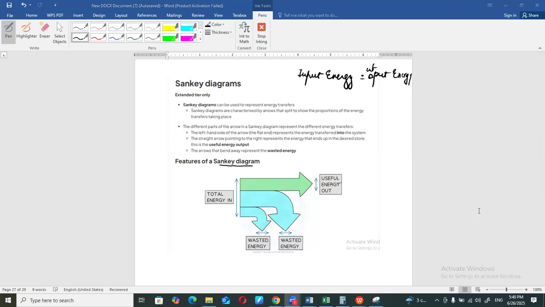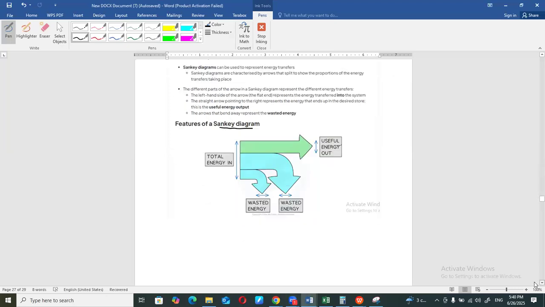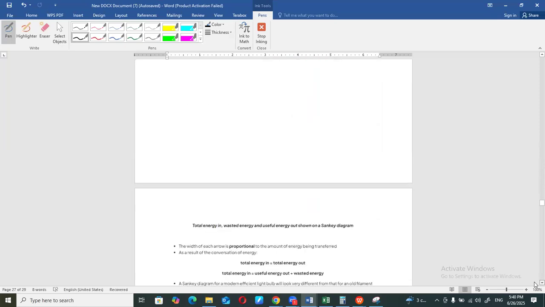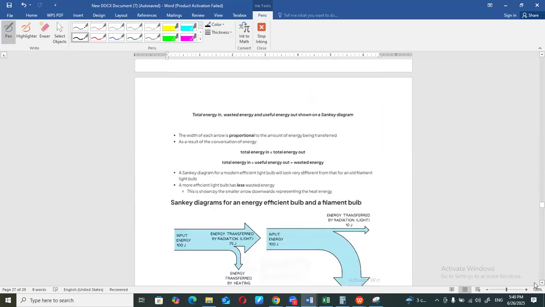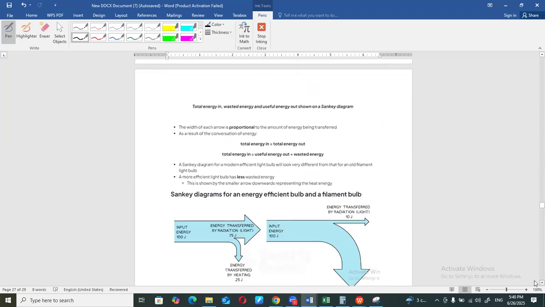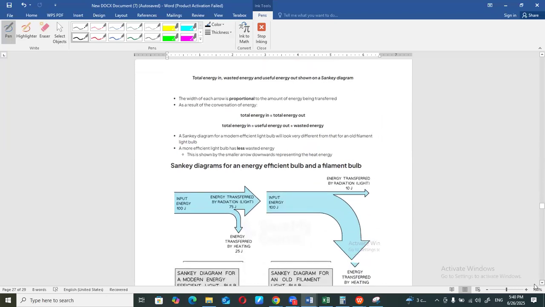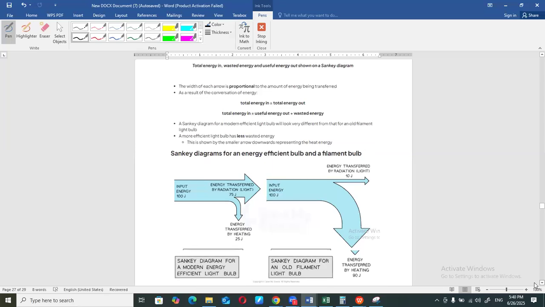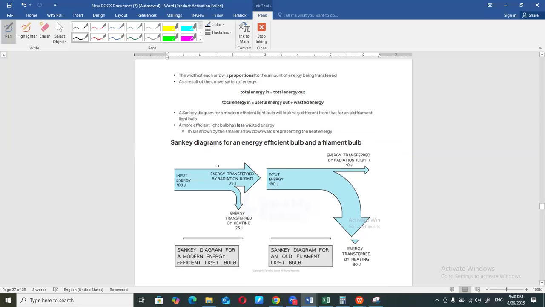But the total of all the energy will be equal to the input energy, because the input energy should be equal to the output energy. Both should be equal, right? Let's have an example here. You can see that, as I already told you, input energy and output energy should be the same thing. Now, let's have an example of a Sankey diagram.